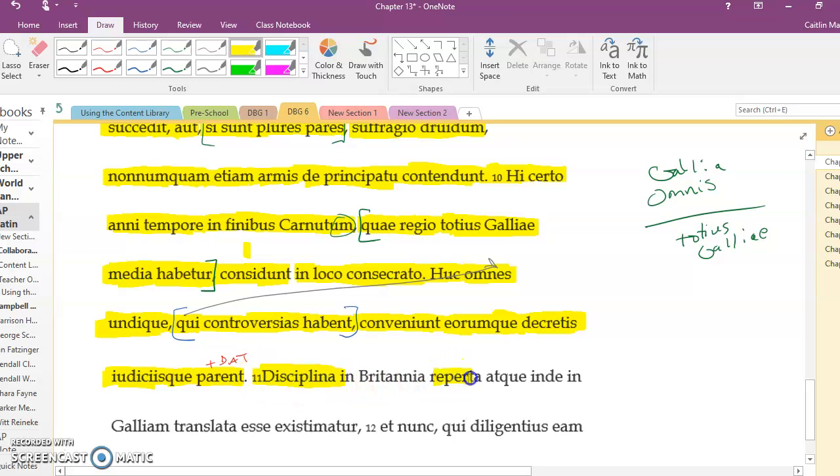Disciplina in Britannia reperta atque inde in Galliam translata esse existimatur. Okay. So I was assuming there was a missing est, and this was reperta est. Disciplina has been reperta in Britannia, but instead, I should have read the whole sentence, right? Instead I have an esse, so I don't have to make up an est, and then I'm like, why is it an esse? Okay, and whenever there's an infinitive, there's a reason for it. Indirect statement, right? It's not quite an indirect statement, but we'll just go with it. This practice is existimatur, is thought to have, right, reperta esse, to have been reperta in Britannia, and to have been translata into Galliam.